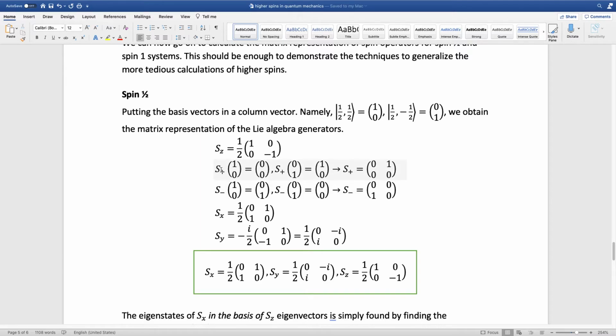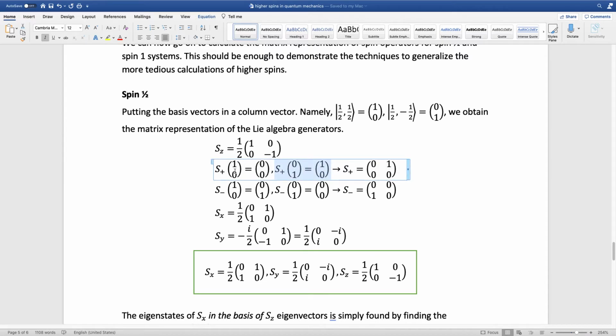So when we take the raising operator, we act upon the 1, 0 vector. What is the 1, 0 vector? The 1, 0 vector is the m equals half eigenvector. When we raise it, it gets annihilated because there's no higher value of m. So it's the 0, 0 vector. For the m equals minus half vector, corresponding to the 0, 1 column vector, as the raising operator acts upon it, it gives you the m equals half eigenvector, which is the 1, 0 column vector. So this is true.